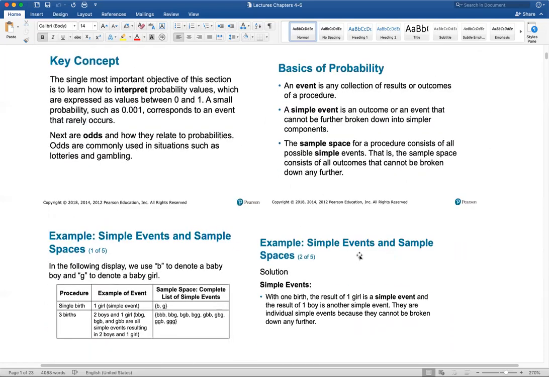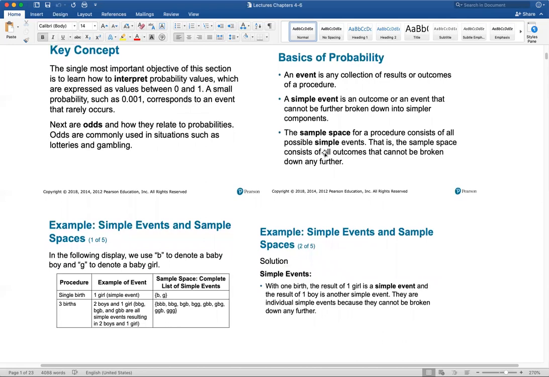Now we see the sample space is nothing but a set of all possible outcomes, but each outcome must be a simple event. This is the example right here.